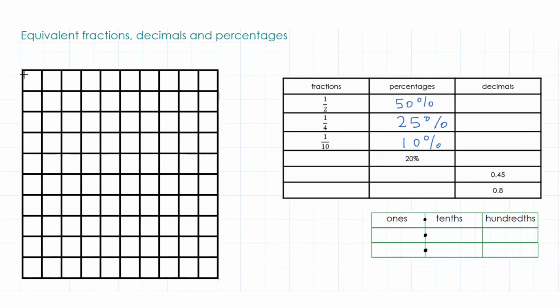Next one is 20%. So we're converting 20%. We'll do it to a fraction. I know I've been ignoring the decimals. That's for a reason. We'll look at those in a moment. So 20%, what's 20% of the whole grid? It's 20 squares out of 100 in total. It's 2 rows. 1 row is 10, 2 rows is 20.